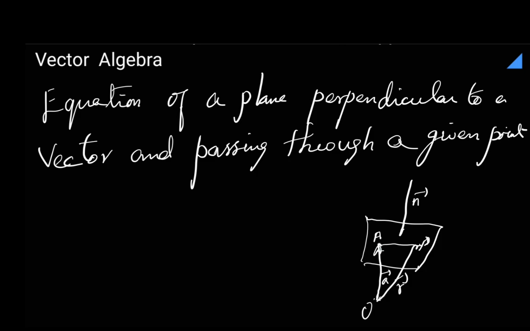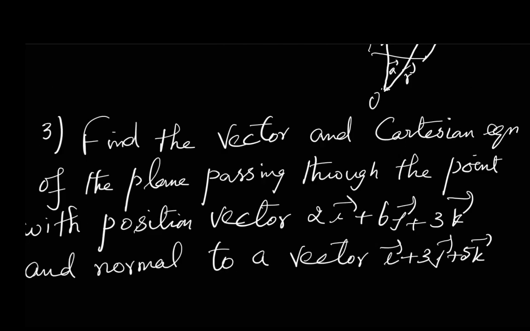So the position vector of point A is vector A and the position vector of point P is vector R. In that case, the equation of the plane is given as (vector R minus vector A) dot n vector is equal to 0, where n is a normal vector, A is the position vector of a given point, and R is the position vector of an arbitrary point. Now we'll do the sum.